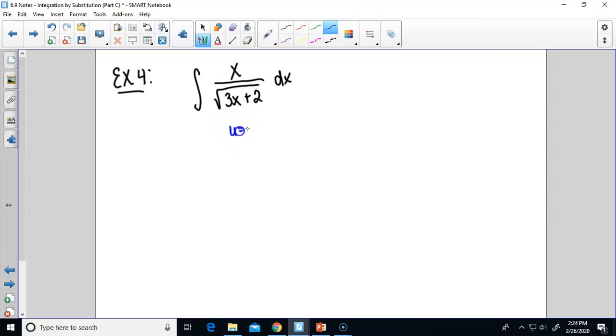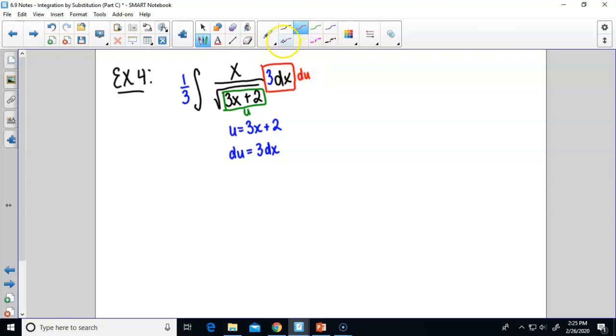So u is going to equal 3x plus 2. So du is 3 times dx. And so the du part, all we need is put a 3 right here and a 1/3 out here. And so we can substitute some things in. Right here, for the 3x plus 2, that's our u. The 3 dx, that's our du.